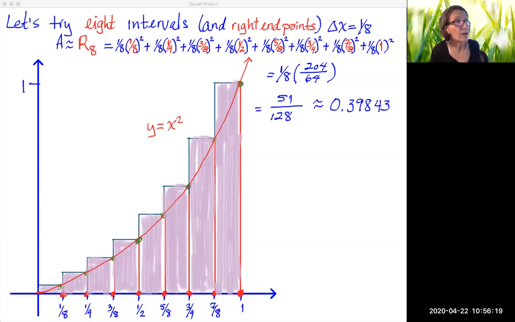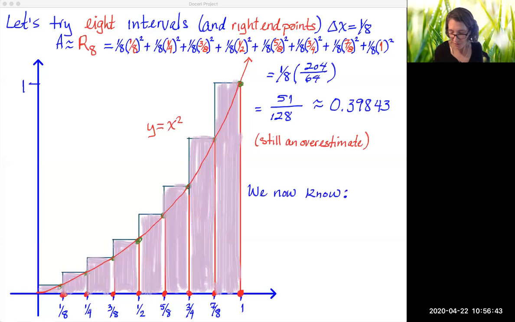Well, it looks like we're going to have to continue this on Monday, but let me finish this slide. We've only got 4 minutes left, so this goes a lot slower than I ever anticipate, but it happens every time. So this is still an overestimate. So this is what we know so far.